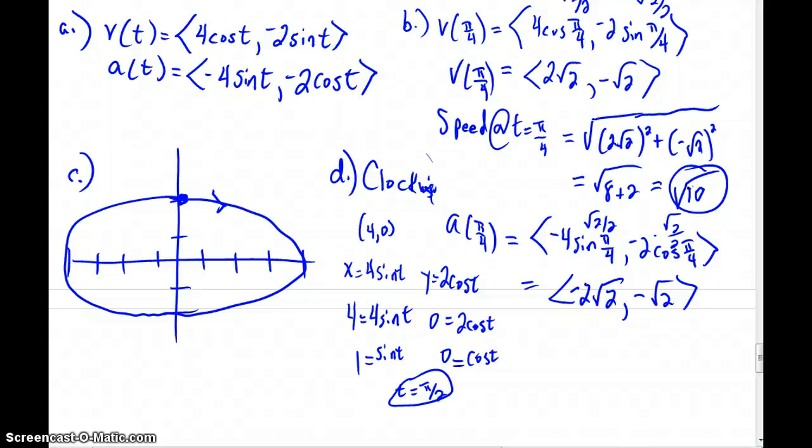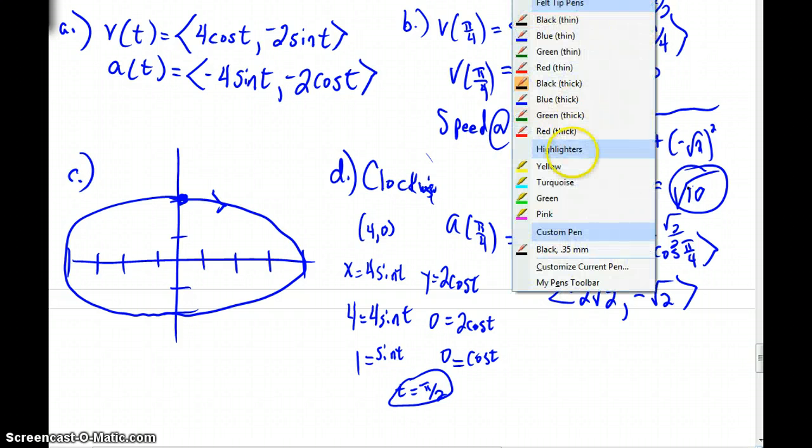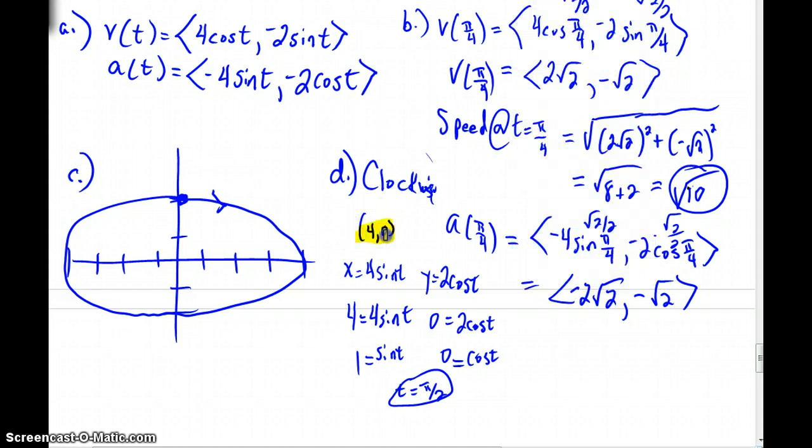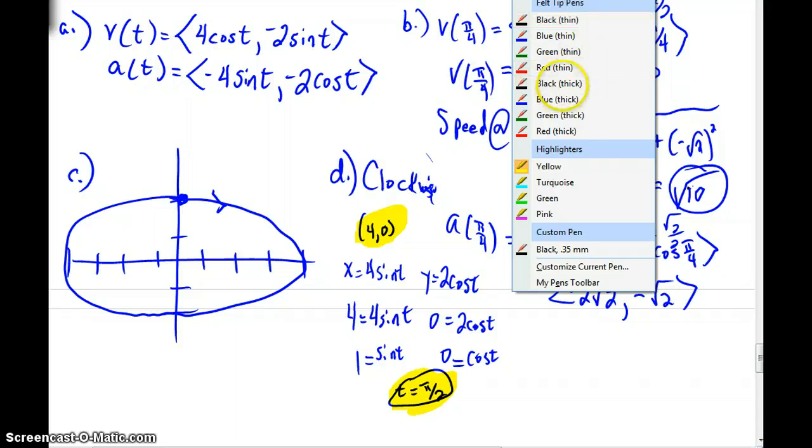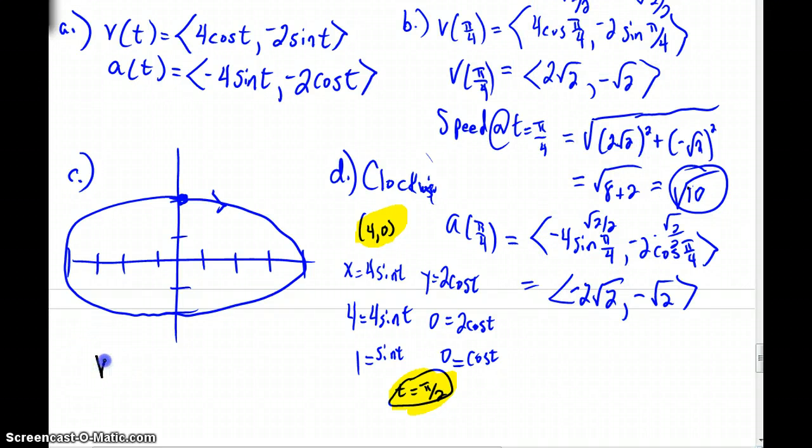Okay, just finishing up this problem. We're supposed to draw in the velocity vector at the point (4, 0). Recapping, we looked at the point (4, 0). We saw that that corresponds to t equaling pi over 2.